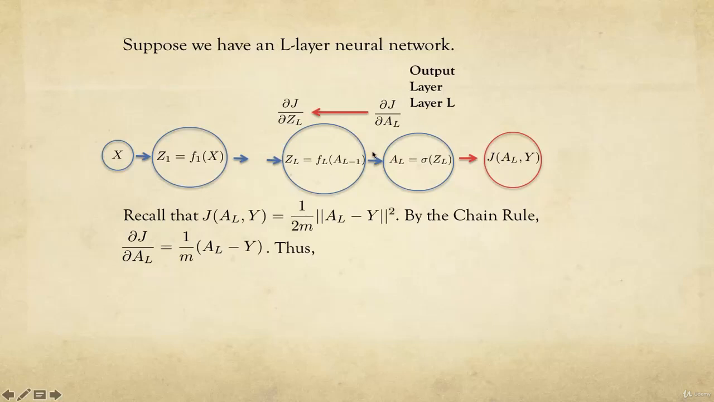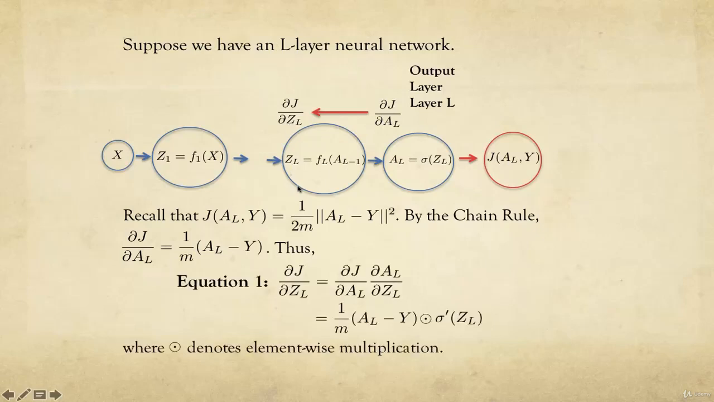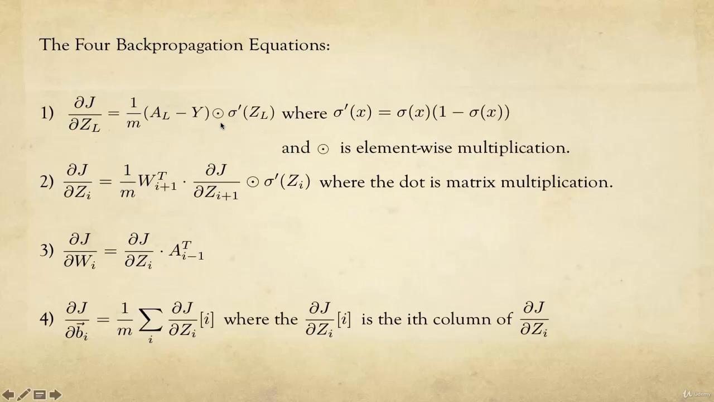Because dJ/dA^L is this, we use the chain rule to get dJ/dZ^L. So here's equation 1. dJ/dZ^L is dJ/dA^L times dA^L/dZ^L. Again, this is exactly the chain rule from Calc 1. We take dJ/dA^L, which is this formula, and element-wise multiply that by sigmoid prime of Z^L, because A^L is a sigmoid function. So this is exactly just the chain rule for sigmoid. Again, this is equation 1, which we saw earlier here.